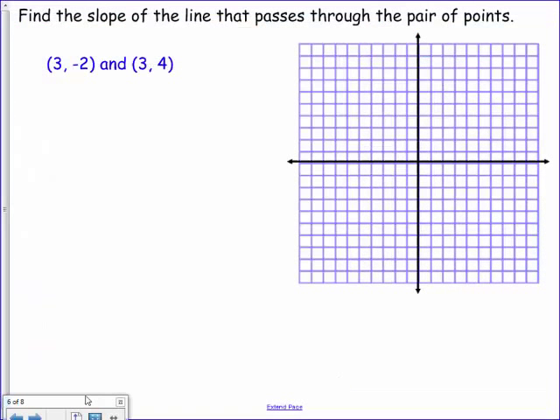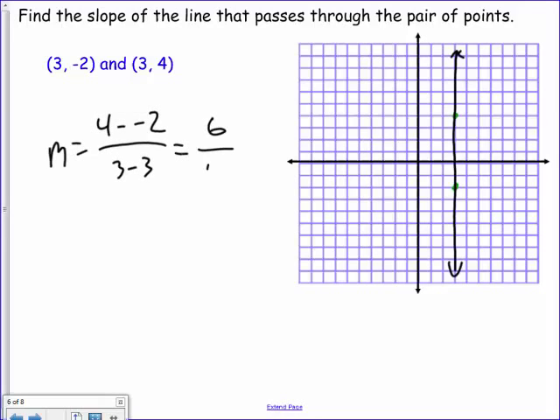So now let's graph these 2 points, 3, -2, and 3, 4. So what kind of line do we have here? Vertical. All right. Well, what's going to be the difference here? When I find my slope, let's subtract my y's on top. Let's subtract my x's on bottom. And we got 6/0. Is this also 0?